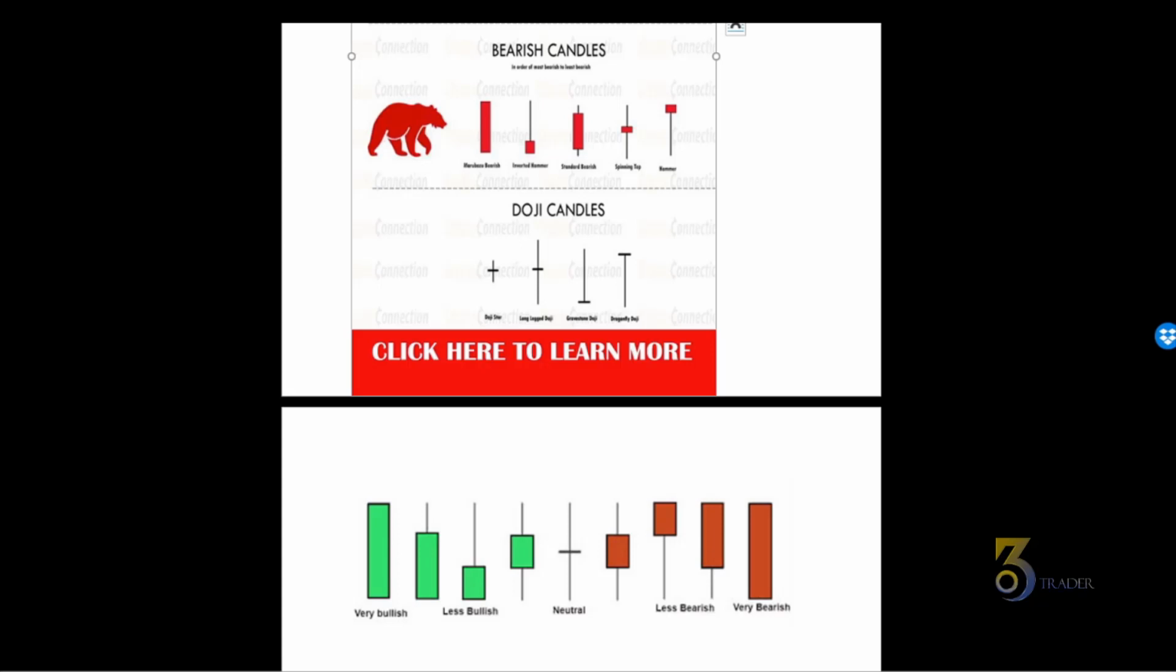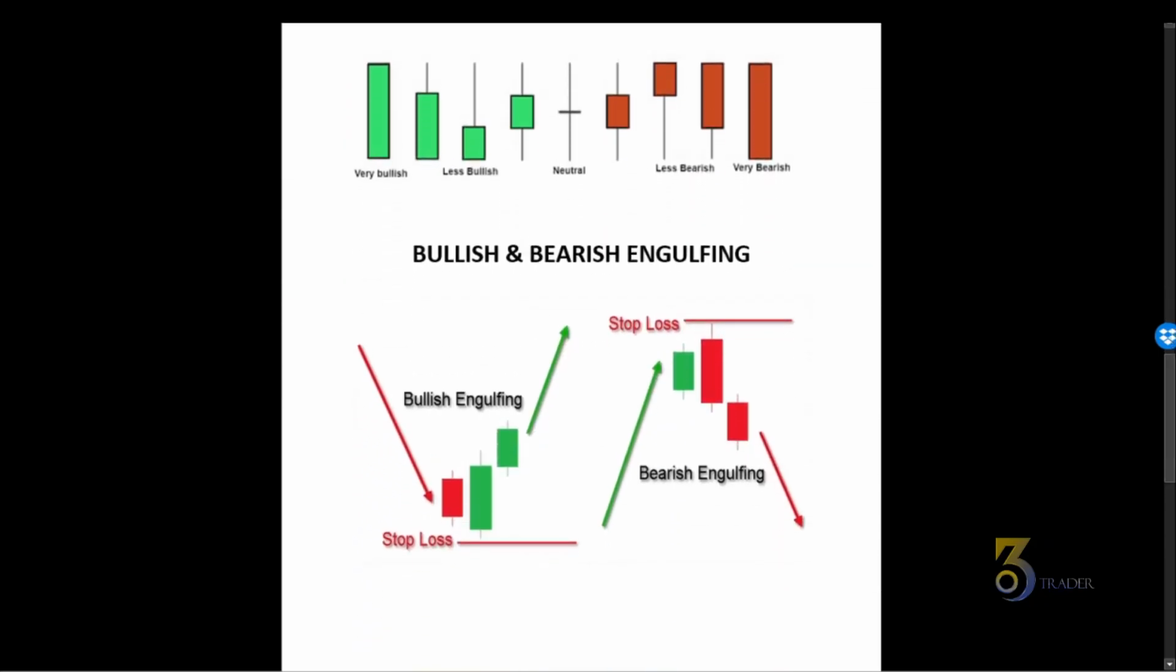And not throw in 1,000 different things and make it difficult for you to actually make decisions. So there are two candle structures that I do want you to know for the future that are important for different reasons. All right, they are bullish and bearish engulfing. Bullish and bearish engulfing candles.